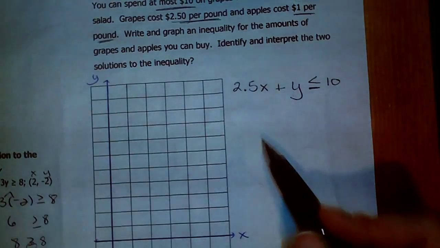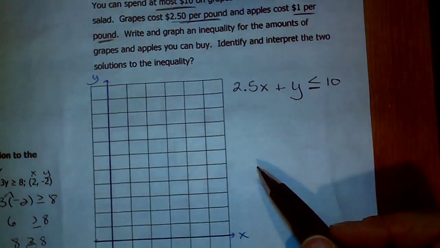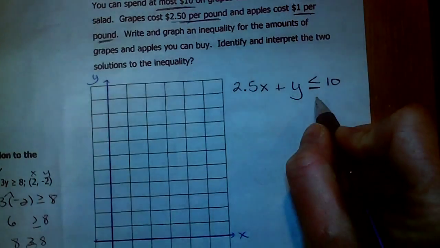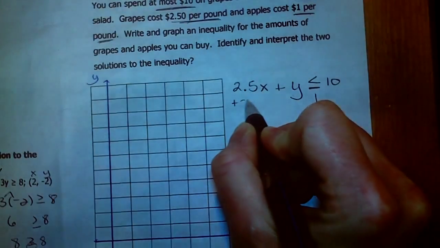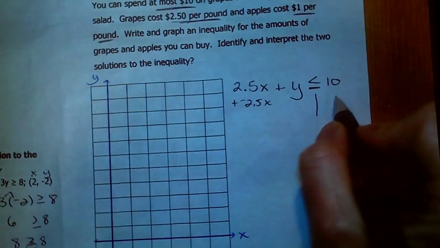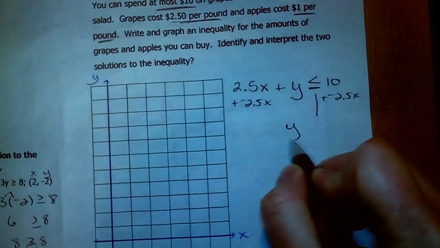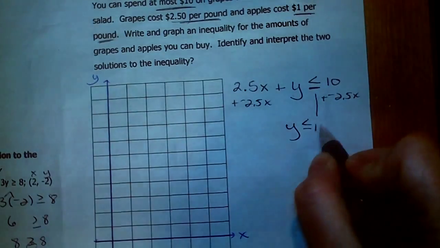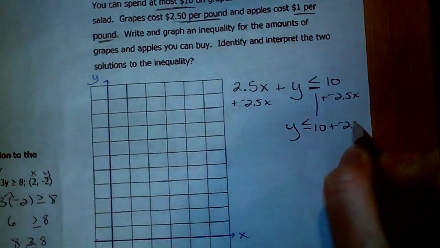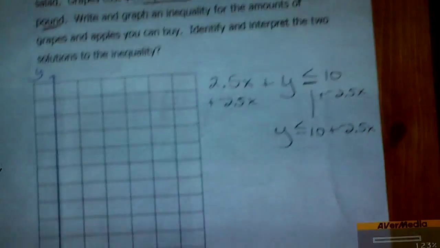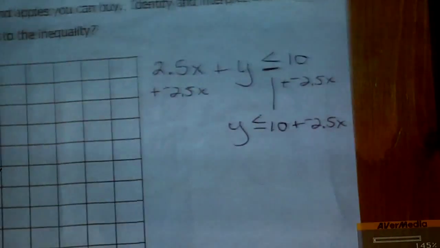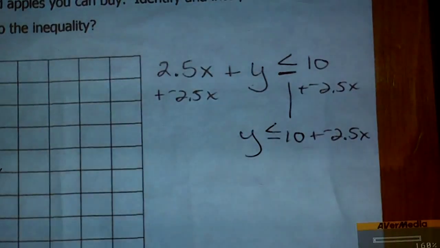All right, so now we're going to graph this. When we go to graph this, it's easier if it's solved for y. So let's solve it for y. That means I need to move this 2.5x. Because I like to move it. Sorry, I couldn't help myself. Sometimes it just happens. All right, so when you move this, you end up having y is less than or equal to 10 minus 2.5x.